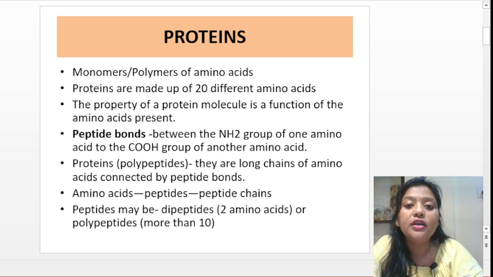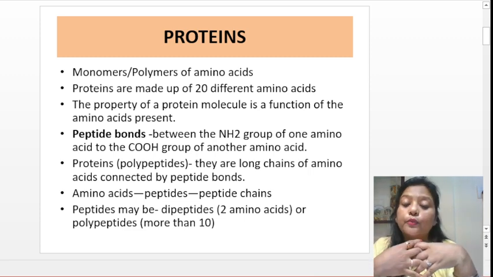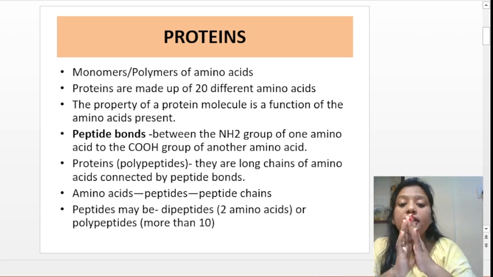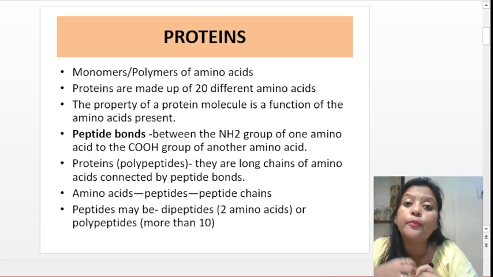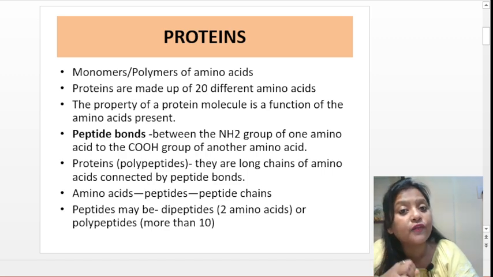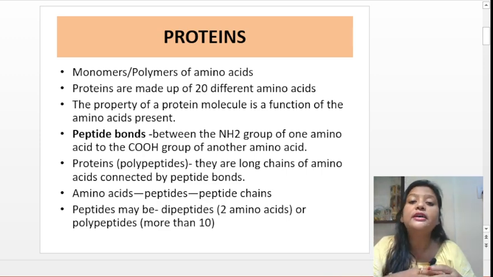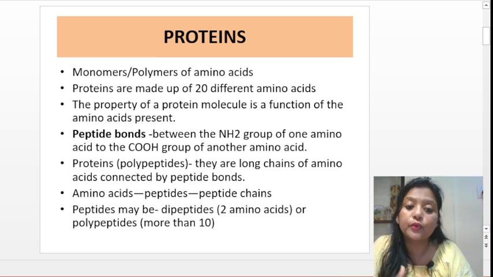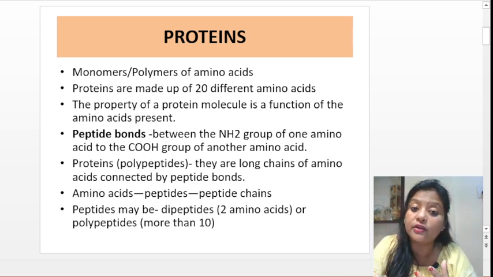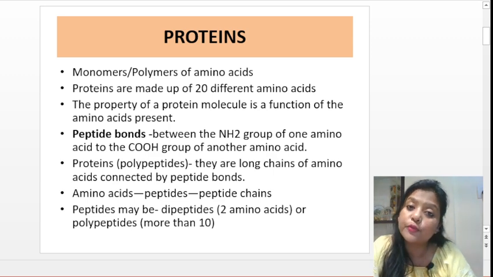First of all, what are proteins? Proteins are polymers of amino acids. Understand that there are amino acids which form proteins. Proteins are formed from 20 different amino acids. These 20 different amino acids align together in different structures to form proteins. Now how do we know the function of a protein? The function of a protein is also a function of the amino acids present. Whatever amino acids are present, the function of those amino acids will determine the property of a protein molecule.